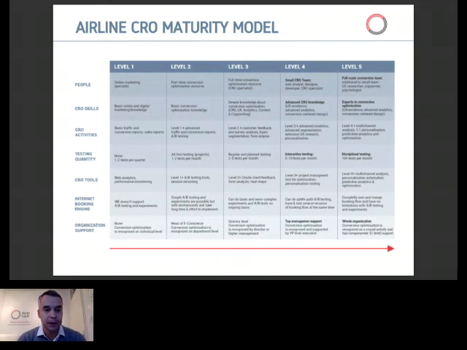Okay, so basically these 7 areas were maturing. This is especially relevant for the airline audience because you can use it in 2 ways. First, airlines can use it to assess their maturity, so they can see at which stage, at which level in each area of the conversion rate optimization process they are.